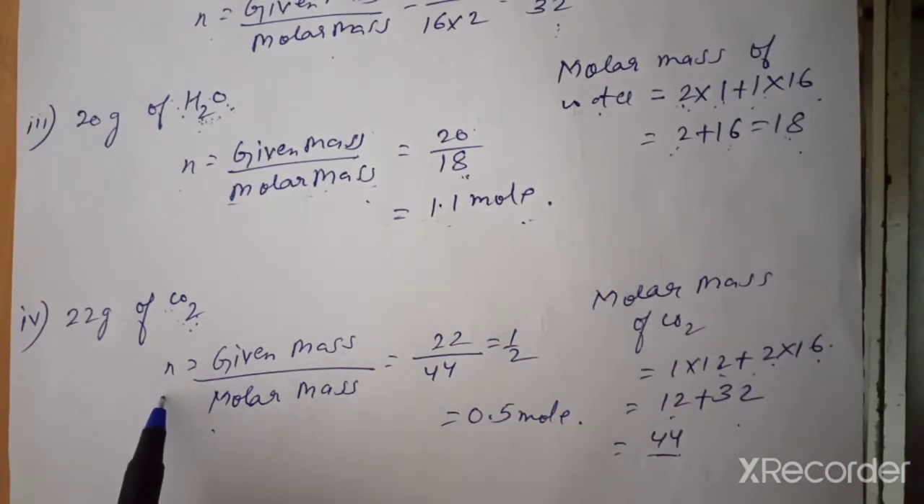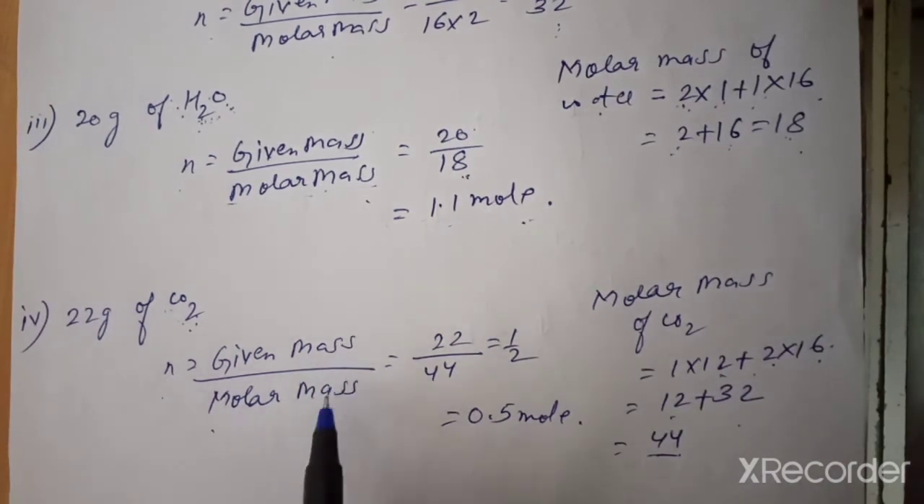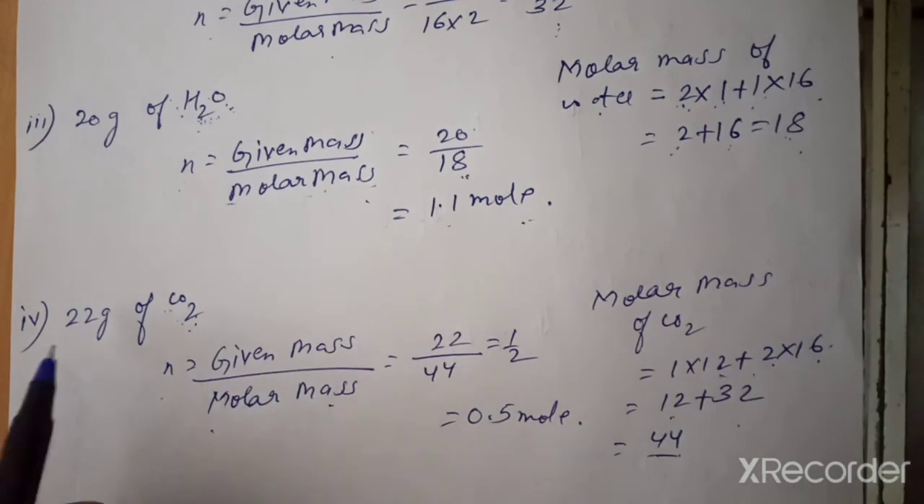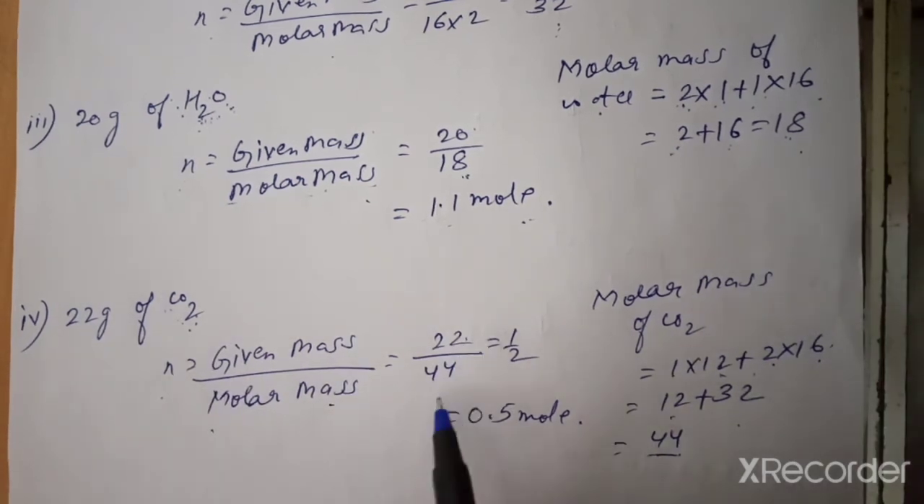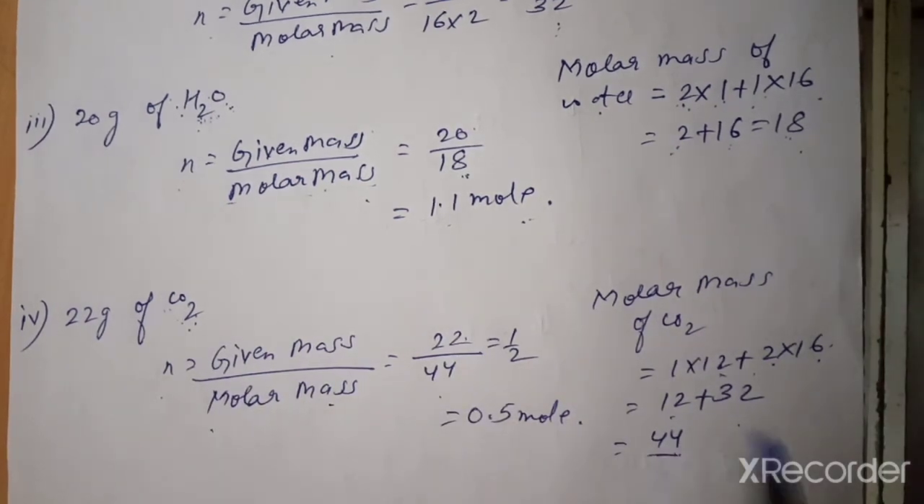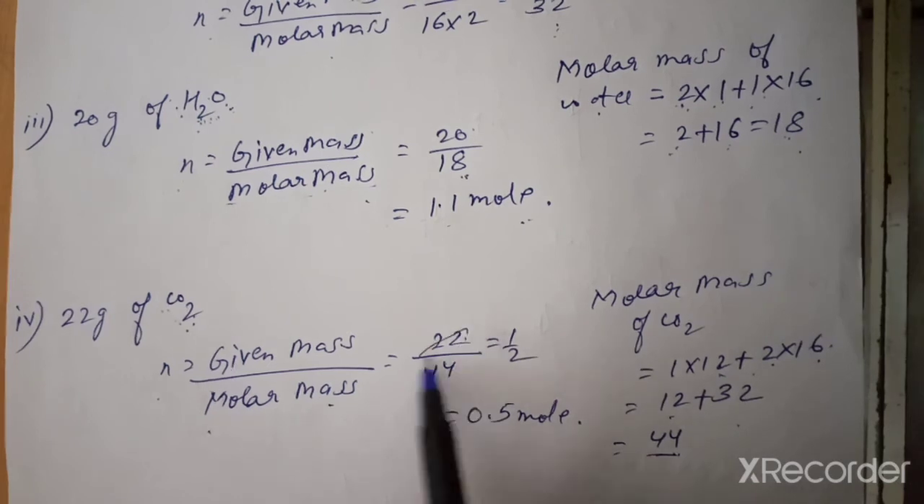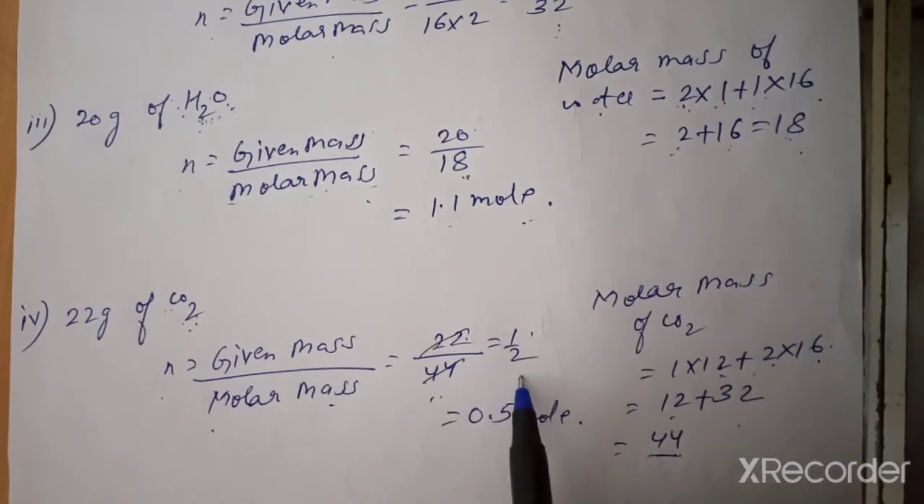Then we put the formula n equal to given mass upon molar mass. How much is the given mass? It is 22. The molar mass we have calculated is 44. When you cancel, you will get 1 by 2. So the answer will be 0.5 mole.